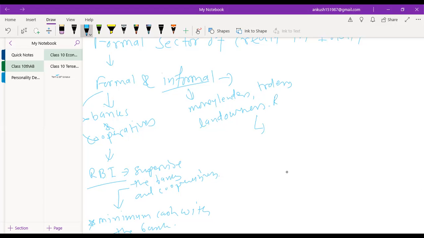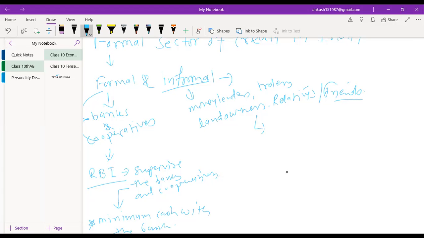Sometimes we take the loan from the relatives as well. Sometimes we take the loan from the friends as well. So relatives, friends, traders, money lenders, and all these people do not come under the supervision of RBI. Understood? They are free to give money and they are free to take back their money. Understood?